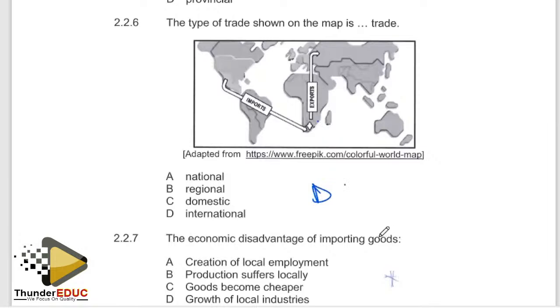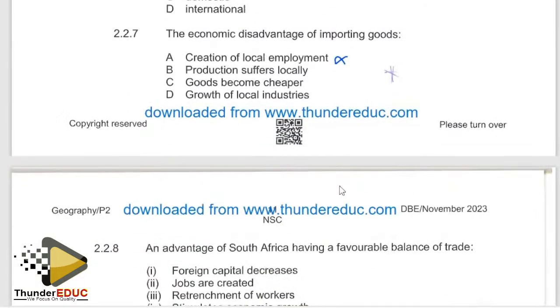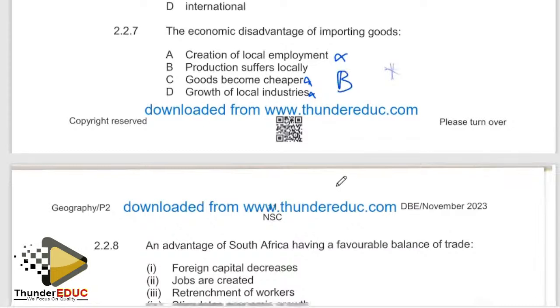Okay. The economic disadvantage of importing goods. We are looking at importation of goods. When goods are imported, creation of employment, never. It can't create employment. It just takes away the employment. Okay, so that one is wrong. So wherever there is A, it's wrong. Then they say production suffers locally. That it can be correct. Goods become cheaper. It can be cheaper. Also, growth of industries. This is not a disadvantage. So the answer is B.